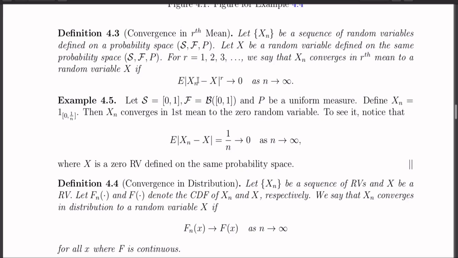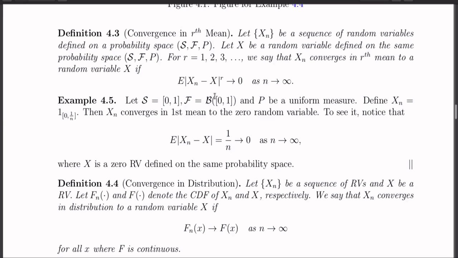Okay, so let us take an example. The example is the same probability structure as before. S is the interval 0 to 1, F is the Borel sigma field on the interval 0 to 1, and P is the uniform probability on 0 to 1. Measure and probability are basically the same thing here. And Xn is as before: it is 1 on the interval 0 to 1 by n, and it is 0 otherwise.